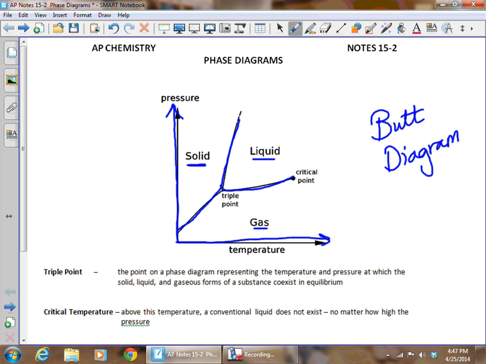The solid is located, that one just makes sense. It's at the low temperature, higher pressure. That would be a solid. The liquid is next to it as the solid's melting and turning into a liquid as the temperature is increasing. And then down here is where the gas is produced. So, like I said, butt diagram. Please don't refer to it as a butt diagram on the AP test. It's a phase diagram on the AP test.